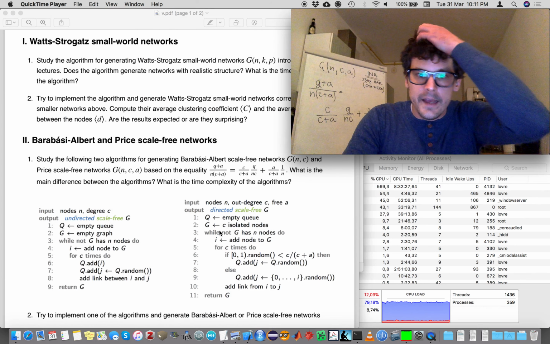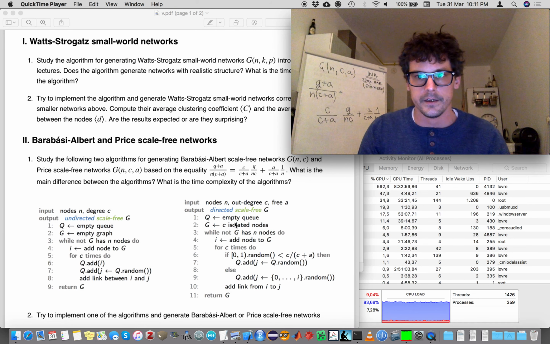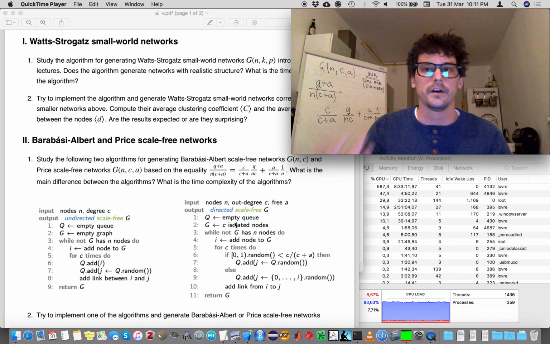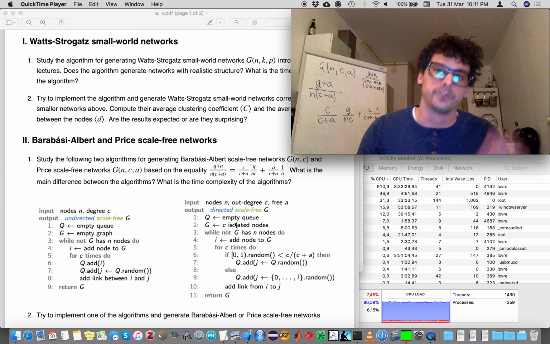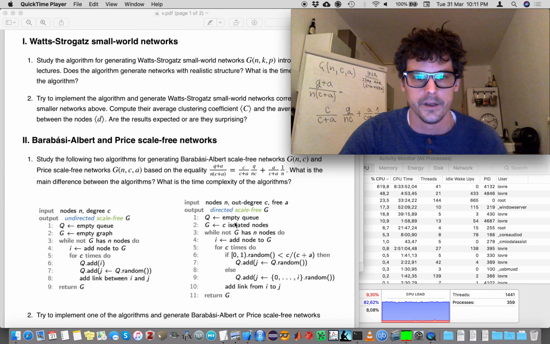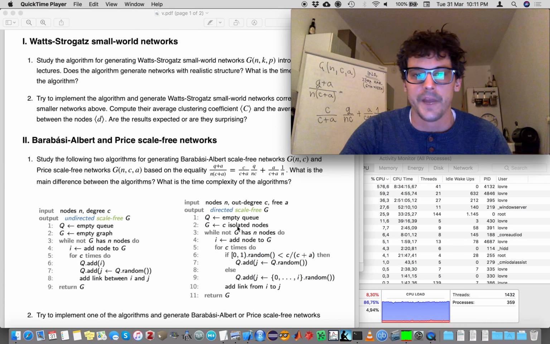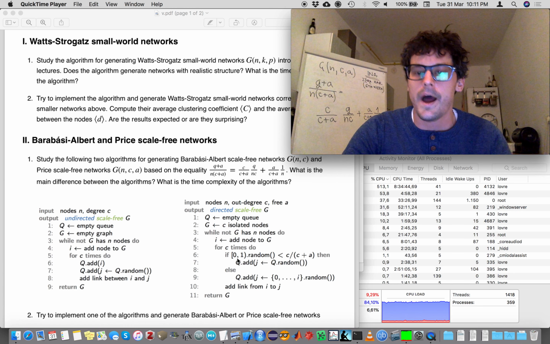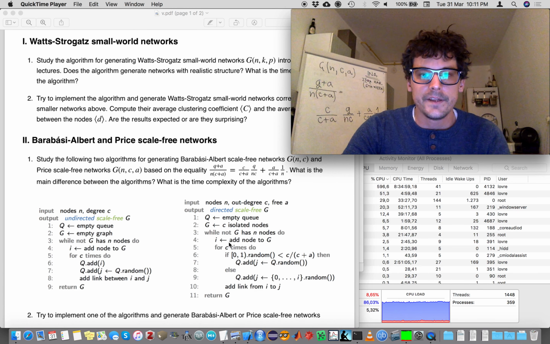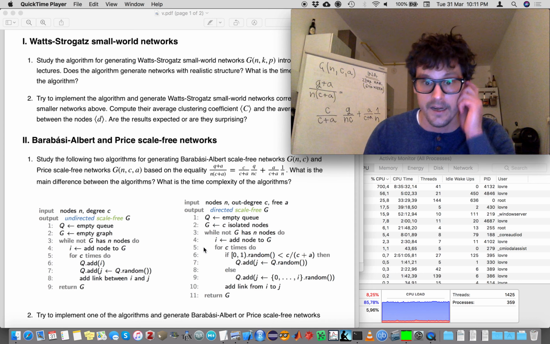So here it is. Again, I generate an empty queue, which will hold my nodes, and each node will be included as many times as its in degree, not the degree as in the Barabasi-Albert model. And then let's start the network with a graph of c isolated nodes. Then I'm adding one node at a time. Every time I add a new node, I also connect it to c existing nodes with c directed links.